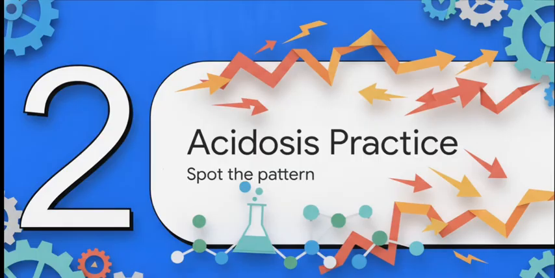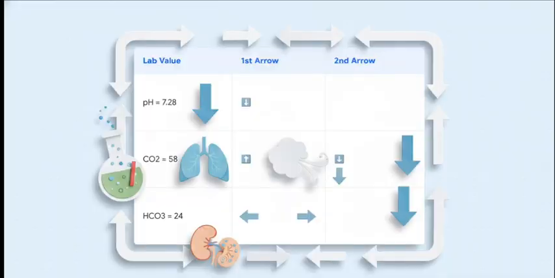Okay, time to pick up the pace. Part 2, the acidosis practice drills. Let's check out example 2. We've got a patient with a low pH at 7.28, so first arrow down. CO2 is high at 58, first arrow up. Bicarb is normal. Applying ROMS, that high CO2 flips to a downward second arrow because it's respiratory. It perfectly matches our downward pH. Boom, respiratory acidosis.